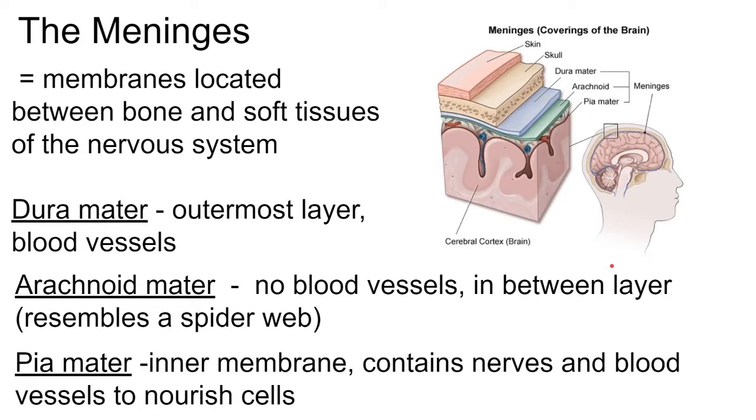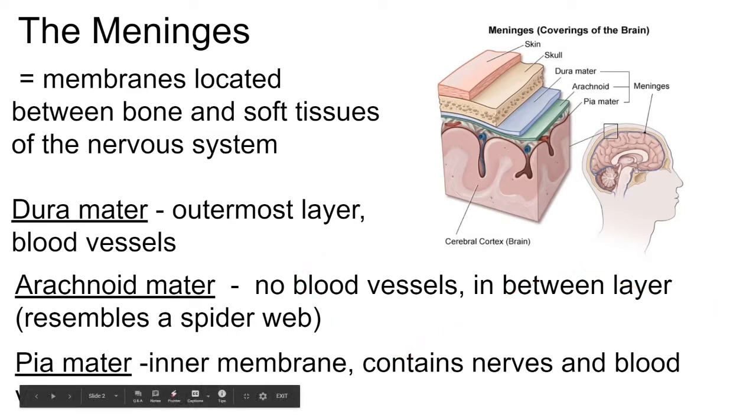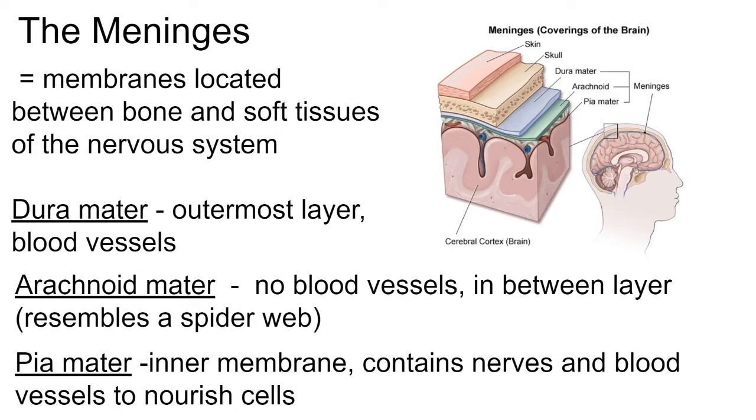So the coverings of the brain are known as the meninges. It's located between the bone and the soft tissue of the brain. There are three main layers. You have the dura mater, which is this outer layer. It has blood vessels that help both feed the bone and the arachnoid layers. The arachnoid matter has no blood vessels. It resembles kind of like a spider web. And then finally, the pia mater, which is your inner membrane. It contains your nerves and blood vessels that help nourish the underlying brain cells.